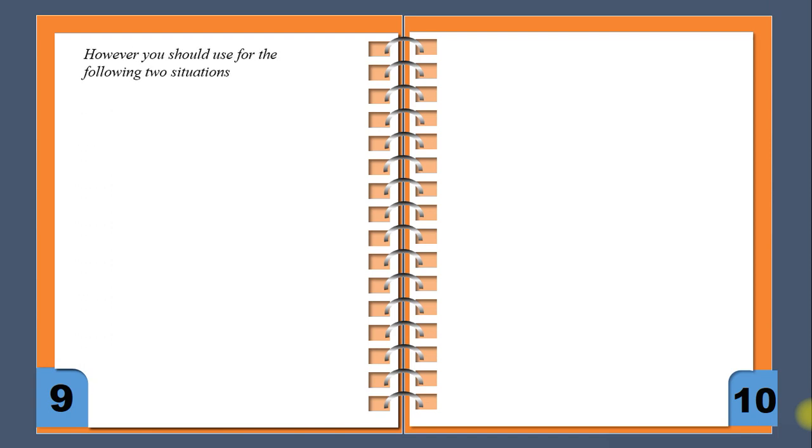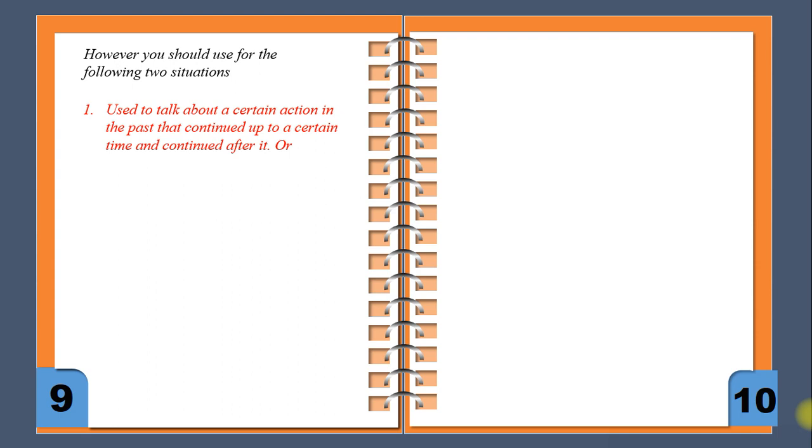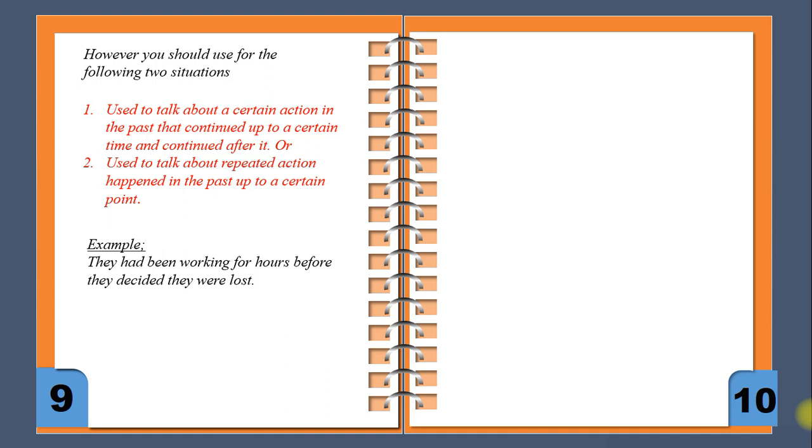However, you should use the continuous for the following two situations. The first one is when you talk about a certain action in the past that continued up to a certain time and continued after it, or when you talk about repeated action that happened in the past up to a certain point. Example: they had been working for hours before they decided they were lost. And the orchestra had been practicing for a month before the concert happened.